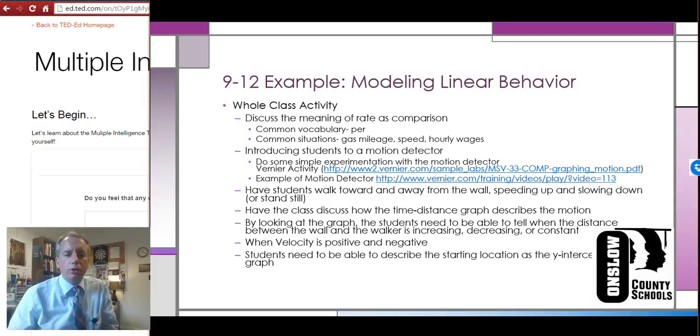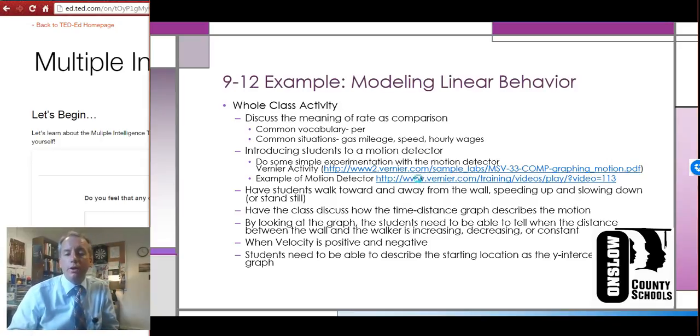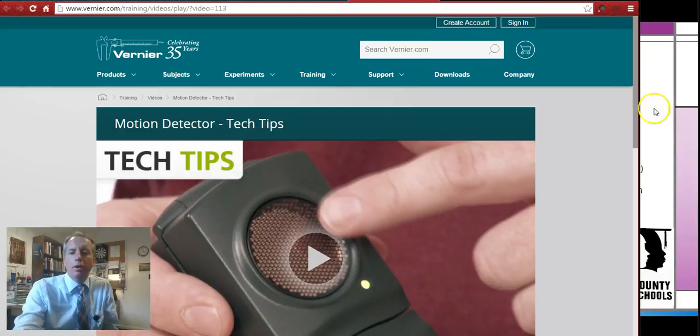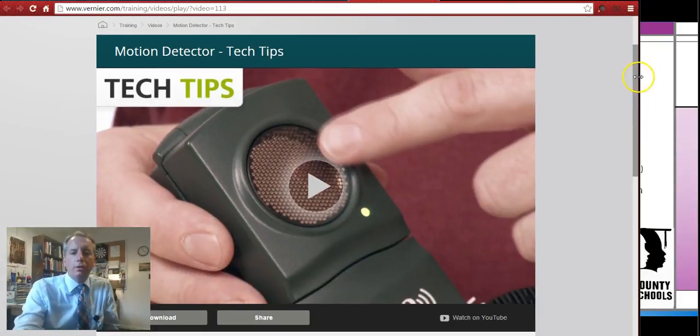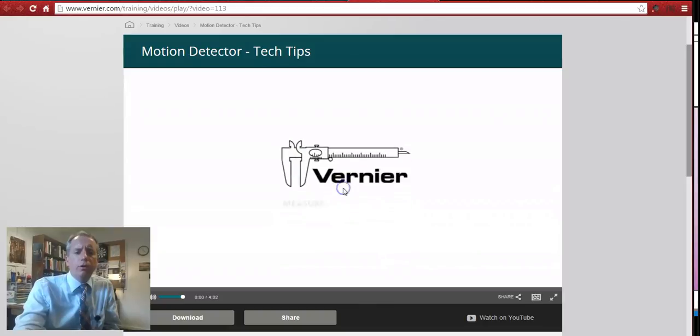When we look at motion detectors, I want to make sure that I show a little bit of an example of this, because I know different people have different experiences with things. So let's look at two things. I'm going to pull up the video first, and we'll go back and pull up the actual activity in a second. This is from Vernier. Vernier is probably one of the primary creators or innovators when it comes to not just motion detectors, but all kinds of resources like this. Let me slide that over just a little bit. Let's just take a couple minutes to watch this. This is Vernier's overview of their motion detector.